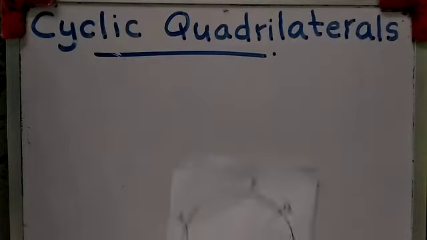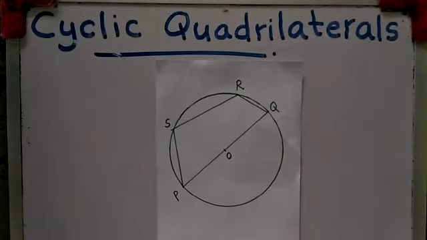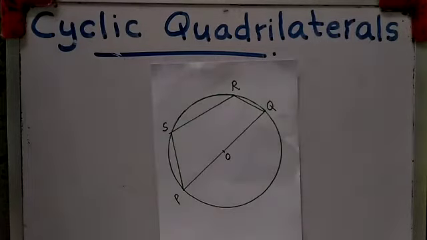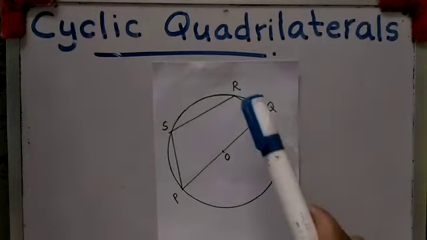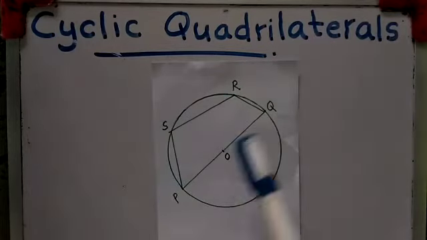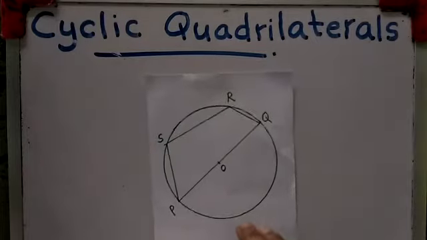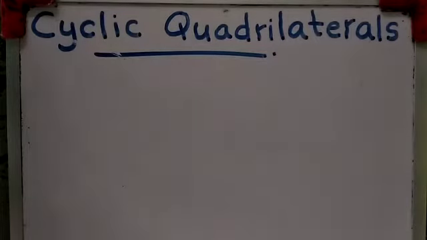Go through this diagram and see. Can you notice? Here in this quadrilateral PQRS, this is also a cyclic quadrilateral because all four vertices lie on the circle. So this is also a cyclic quadrilateral. Let us move to another example.